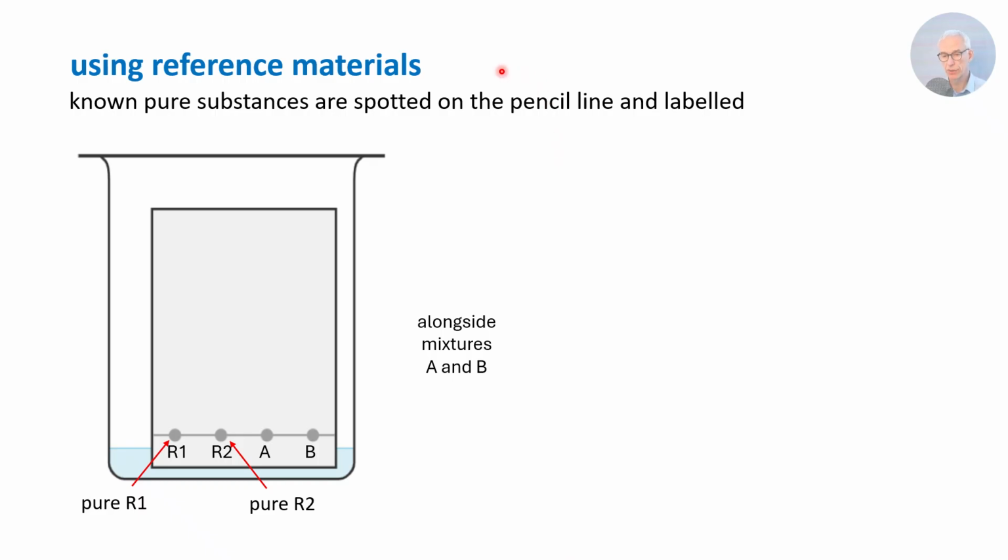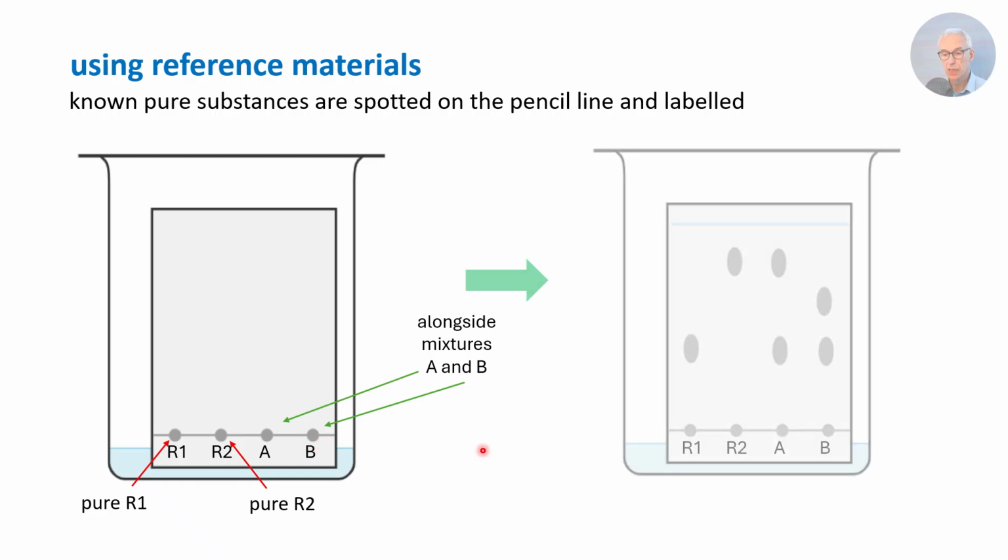Using reference materials. These are known pure substances which are spotted on the pencil line and labeled. For instance, reference material 1, R1, we spot it on the pencil line. Reference material 2, R2, we know these are pure materials and we spot them on the pencil line. We then put unknowns A and B alongside them. We allow the chromatogram to develop.